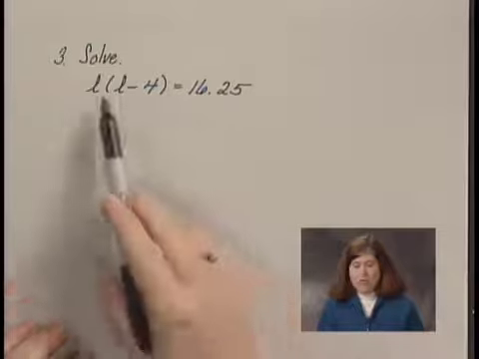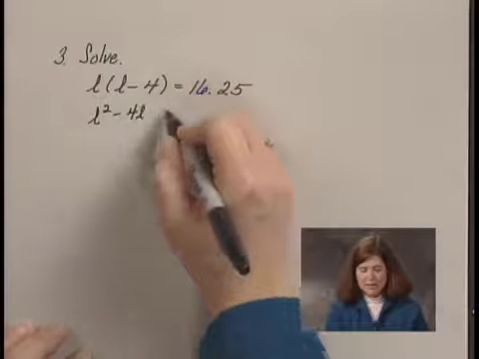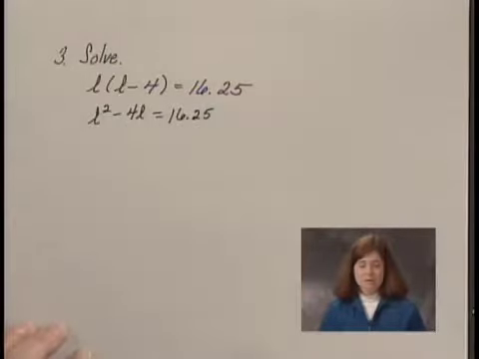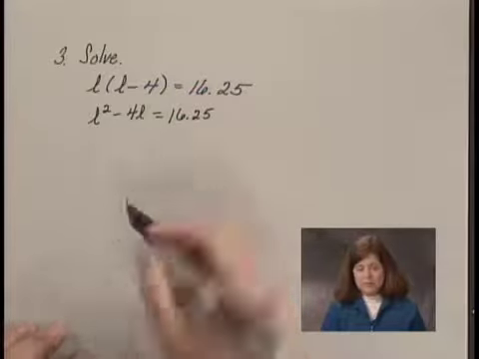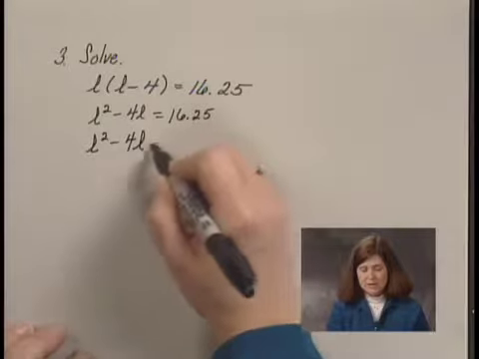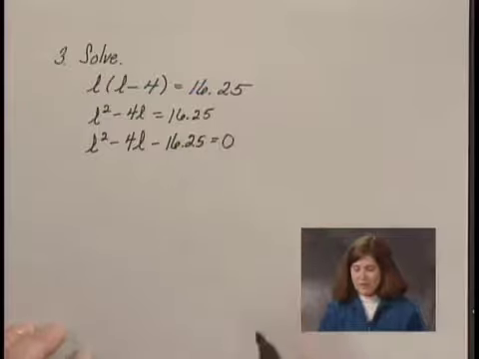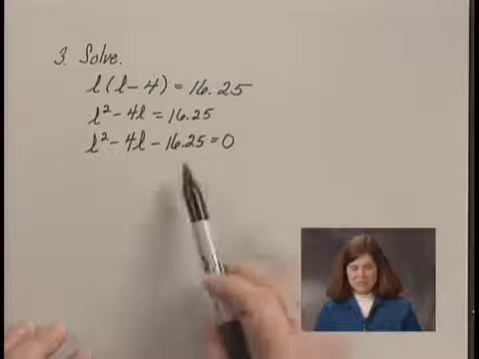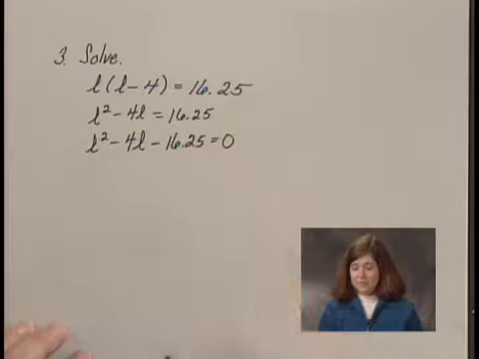To solve this, we will multiply, and we have L squared minus 4L equals 16.25. And we see we have a quadratic equation. So we'll get 0 on one side of the equation by subtracting 16.25 on both sides. And we have L squared minus 4L minus 16.25 equals 0. Now this may factor, but I don't see a way to factor it right now with the decimals, so I'm going to use the quadratic formula to solve it.